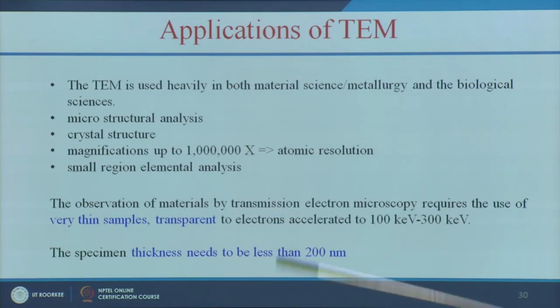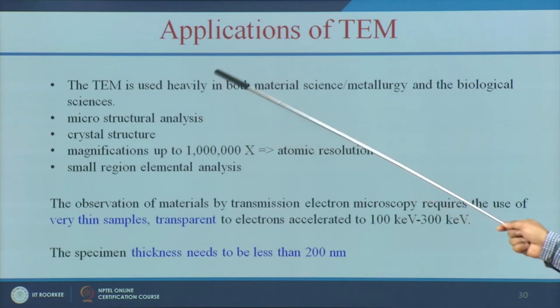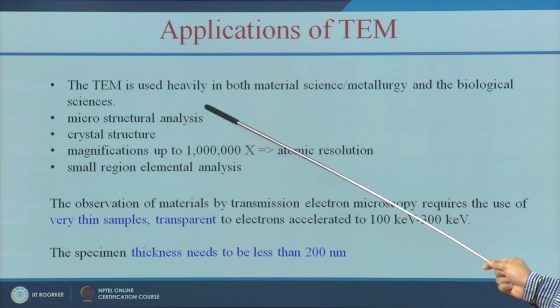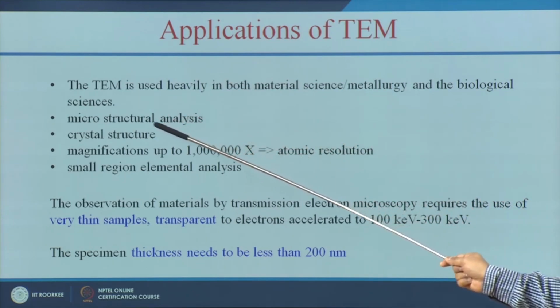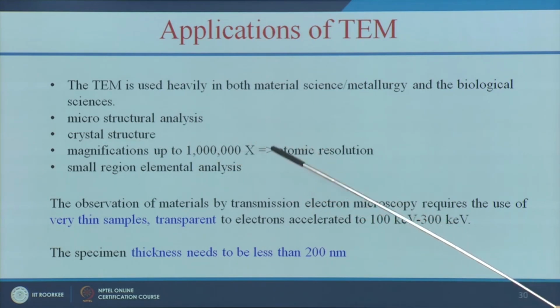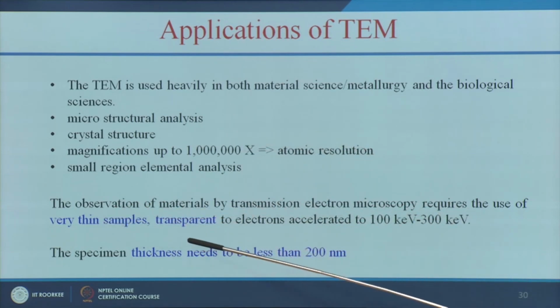So, the applications of TEM: it is heavily used in material science as well as biological science. We can get the microstructural analysis and also study the crystal structure, and the magnification is very high here. That is the advantage. Another drawback is that we need a very thin sample, and the sample should be transparent, with a thickness in the range of 200 nanometers.